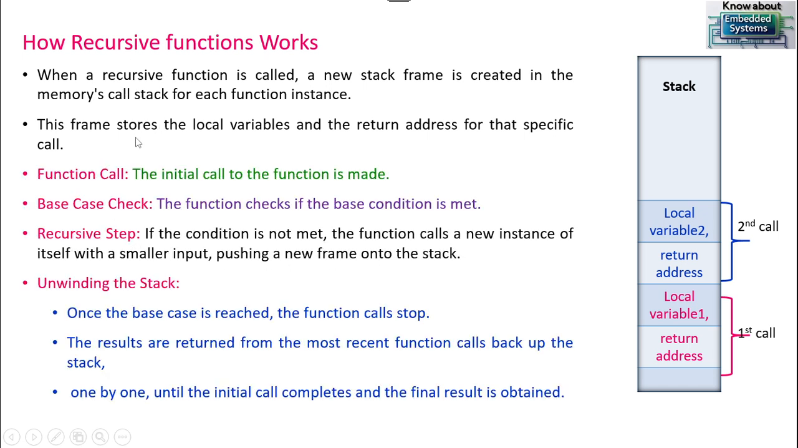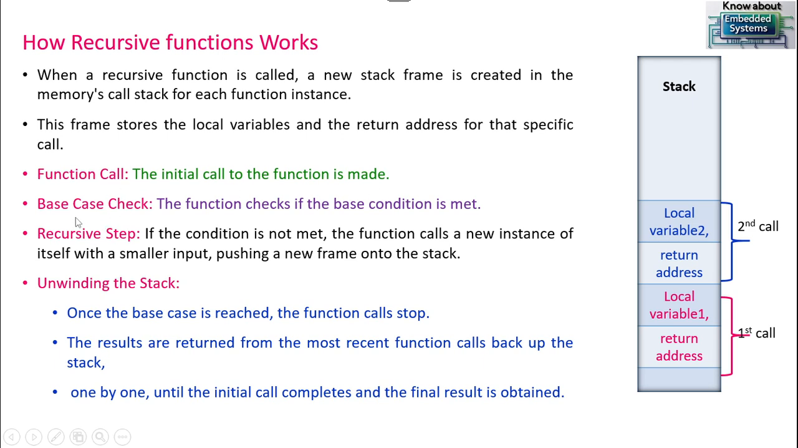So this is the second thing you should understand. The third thing is, what are the different things that will be there in the recursive call. One is the function call, nothing but a recursive function call. This is the initial call for the function. When you call it the first time, this is called the initial function call.